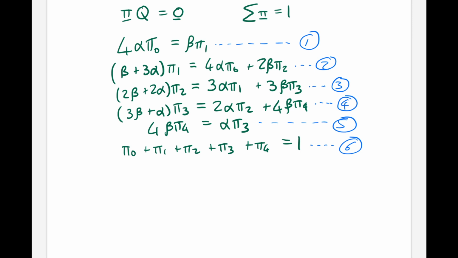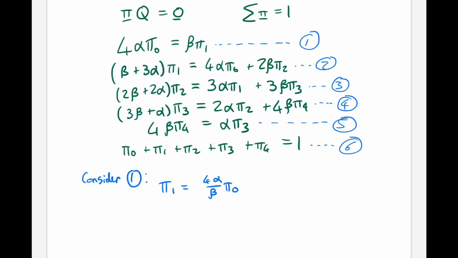Let's choose pi 0. If we consider equation 1, we have pi 0 and pi 1, so we can put pi 1 in terms of pi 0 by dividing through by beta. Pi 1 is equal to 4 alpha over beta pi 0.